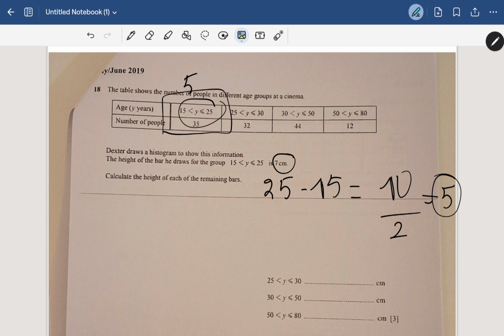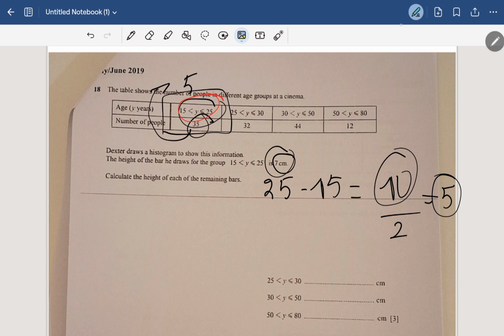How did we do it? We did big number minus small number. We got a number, divided it by 2, and we got 5. So now what happens if we divide 35 by 5? 35 divided by 5 gives us 7. So now we made the relation. We found the relation: you find the average difference in age, then you do number of people divided by average difference of age.